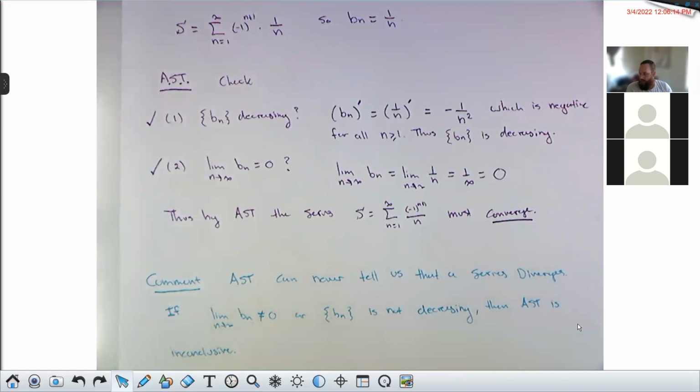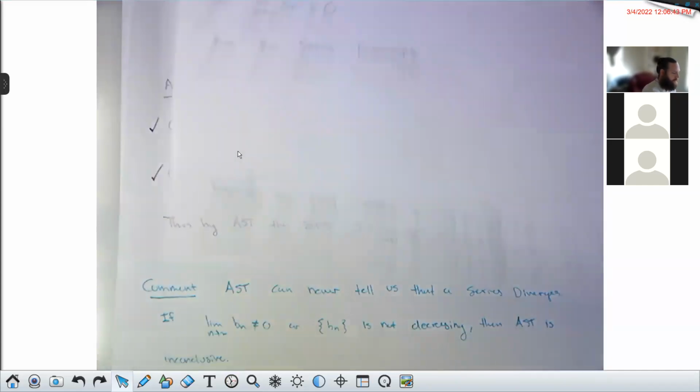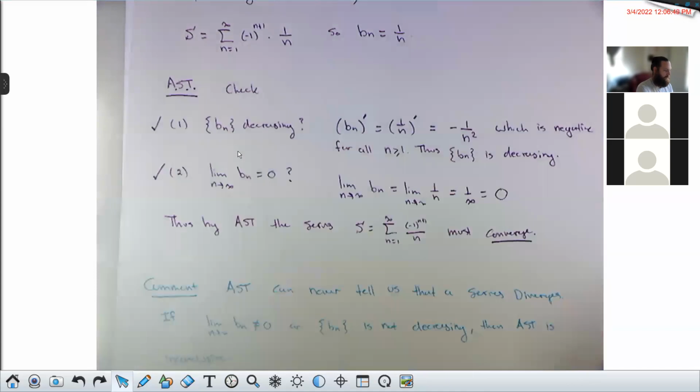But it's a common mistake. I see it a lot. People say, oh, one of these two things doesn't work out, therefore the series diverges by AST. That's wrong. That's not correct. AST can never tell you that a series diverges. It's just not a part of the theorem, right? The theorem says if these two things are true, then the series must converge. Nowhere in there does it say if these things are not true, then the series diverges. That's it. There's nothing in there that says if not, the series diverges.